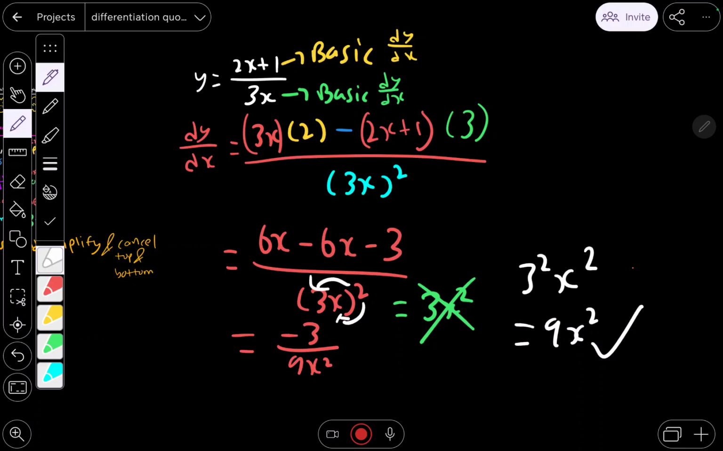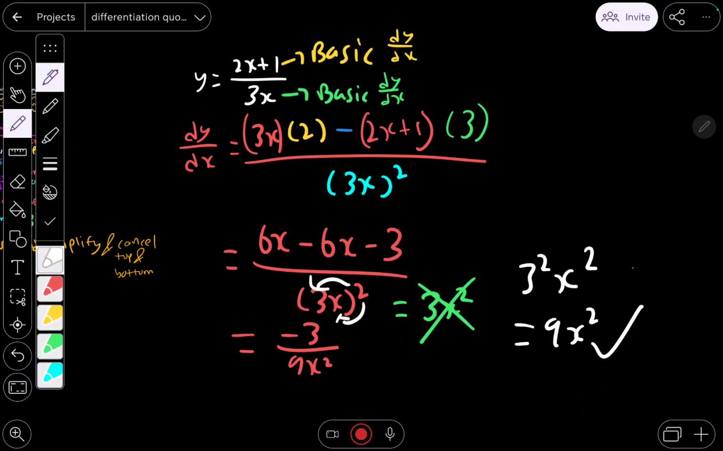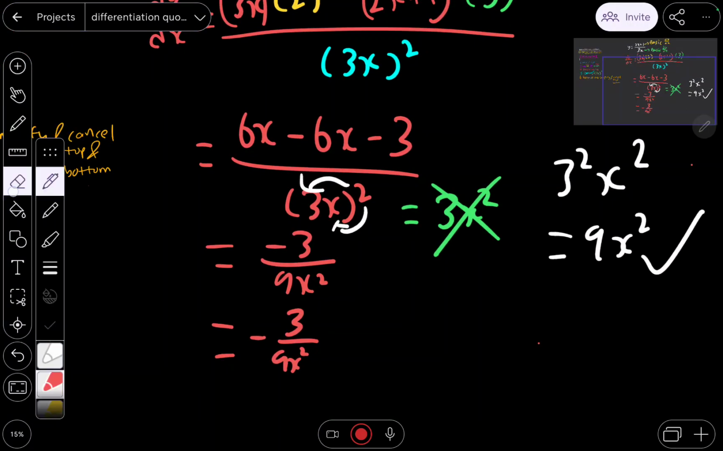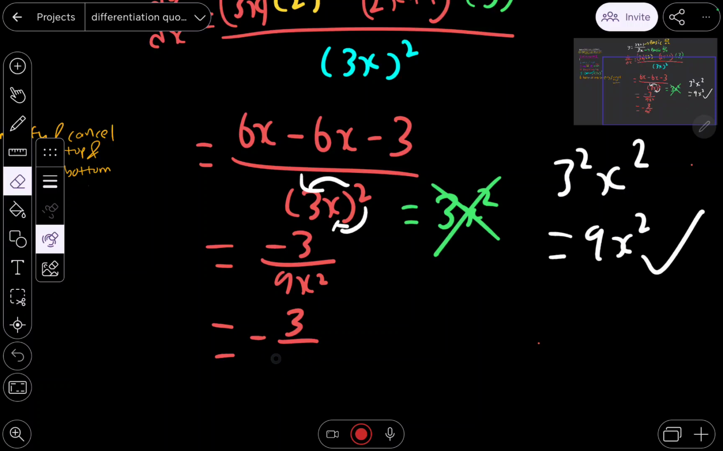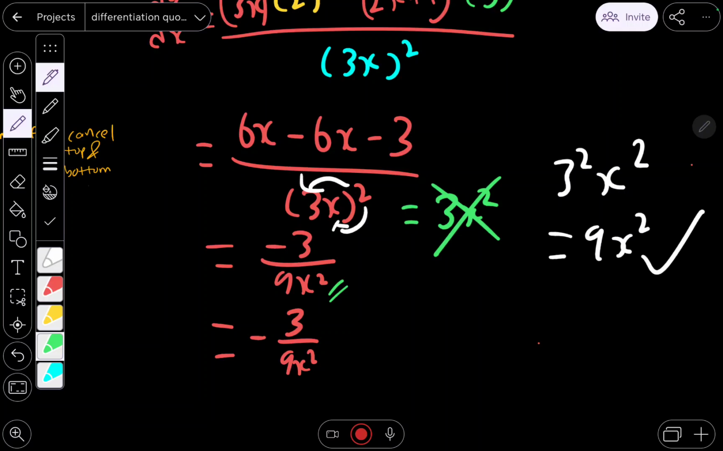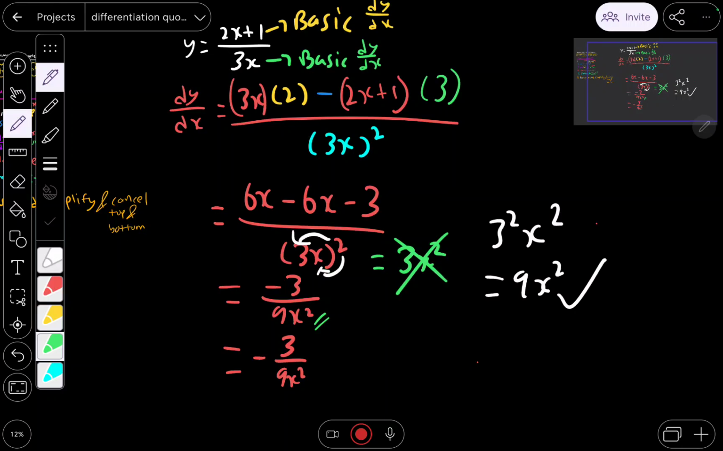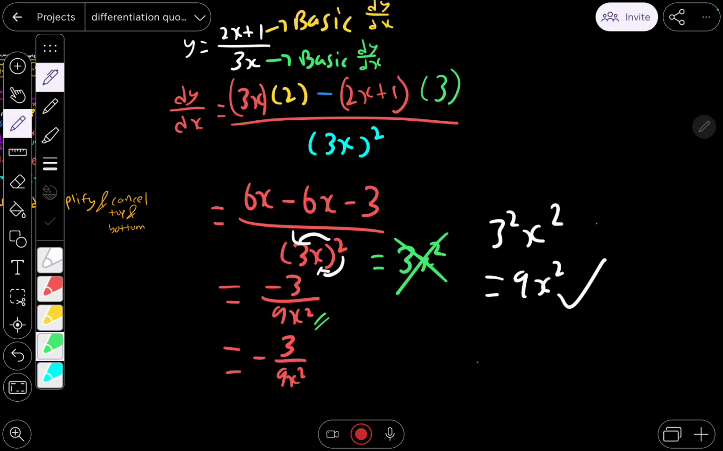So always be very careful. And oops, I've forgotten something. I will have to shift my negative to the side, so this will be your final answer. Even if you leave it like this, I will still mark it correct, because I know you expanded, differentiated, and simplified. That's it. But the best is to leave it like the one that is in white. So this is the first question.